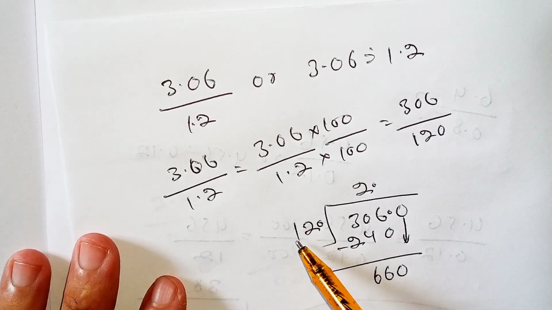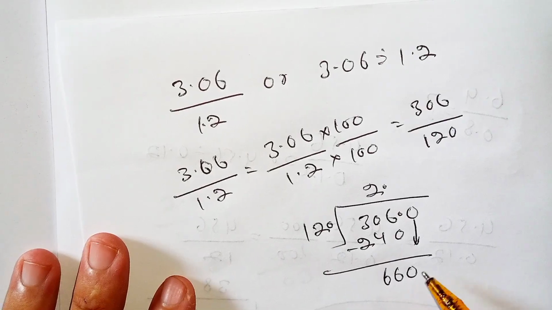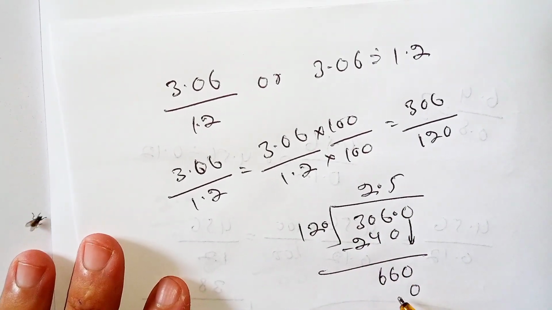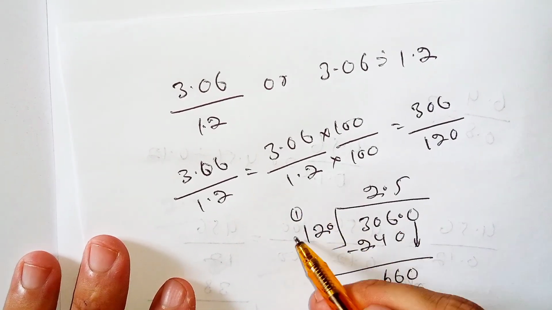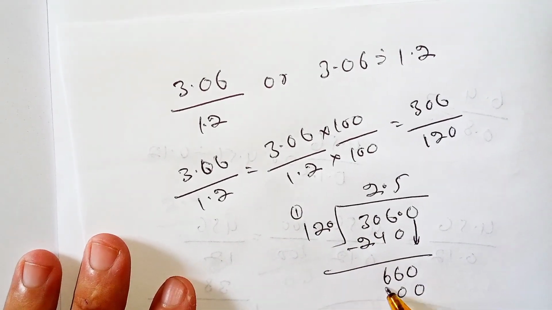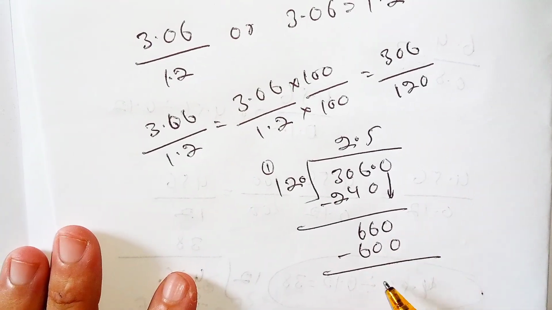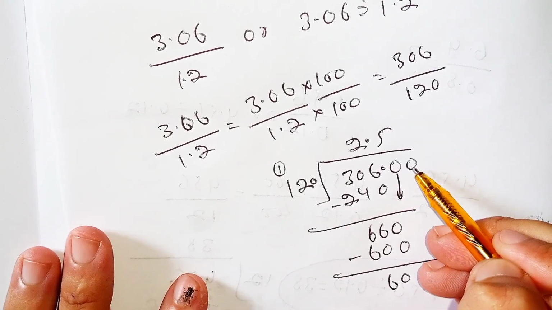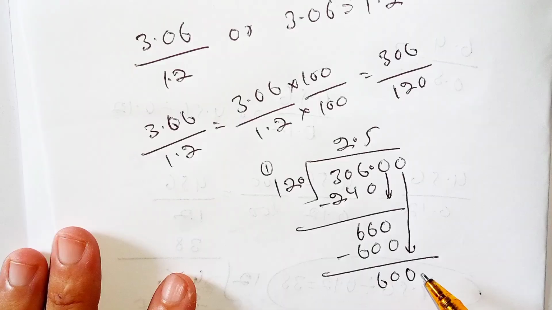660. How many times does 120 go into 660? So 5 times 0 is 0, 5 times 2 is 10, write 0, carry 1. 5 times 1 is 5 plus 1 is 6. Subtract 600 from 660. The remainder is 60, right?